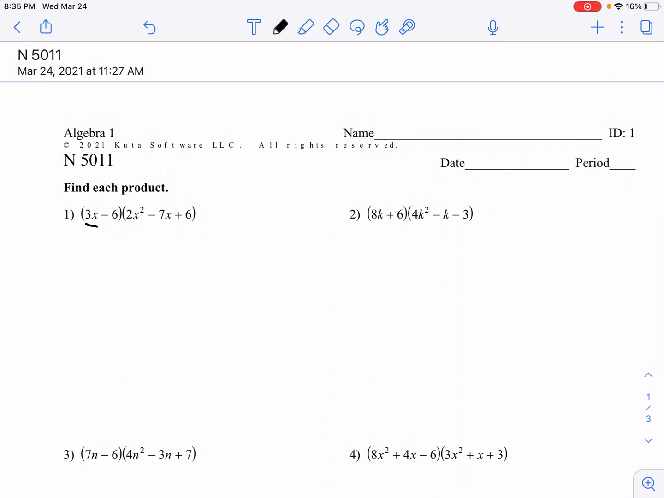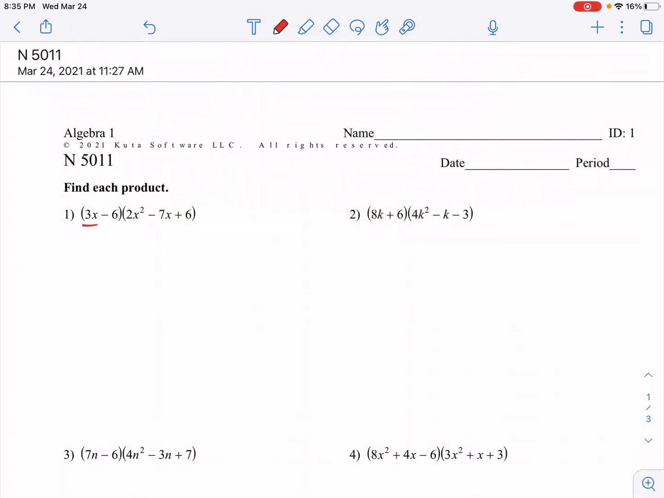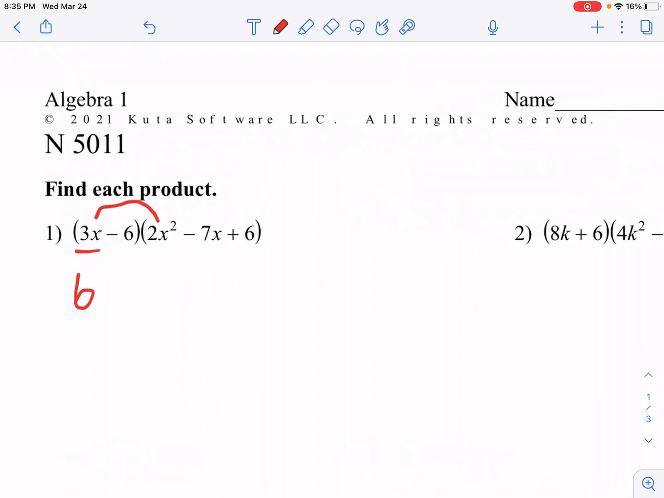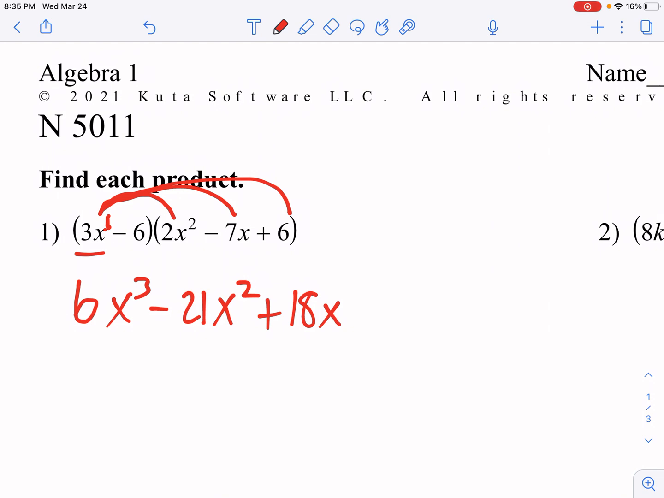So let's start with this first guy, and we might even color code this for the first part. 3x times 2x squared is the first thing we're going to do. 3 times 2 is 6. X times x squared, even though we don't see it, x has an exponent of 1, and then we have x cubed. Then we have 3 times a negative 7, which is a negative 21. X times x is x squared. Then 3 times 6 is 18, and of course we also keep our x, which is part of the product.